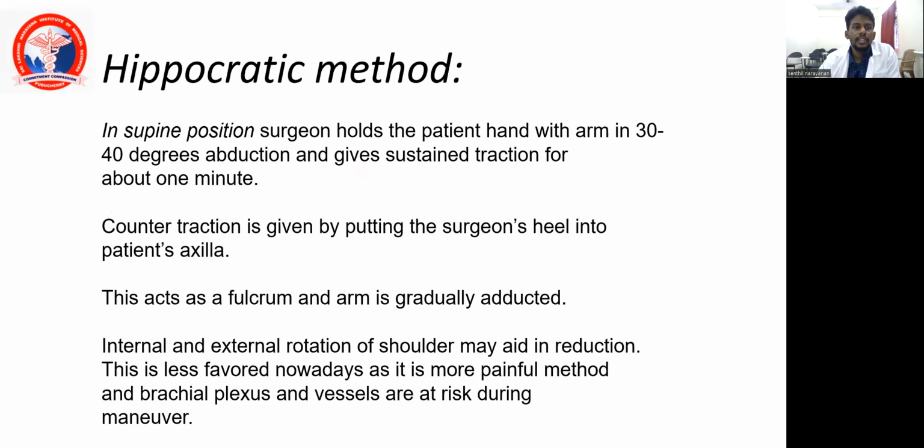Hippocratic method. In supine position, the surgeon holds the patient's hand with the arm in 30 to 40 degrees of abduction and gives sustained traction for about 1 minute. Counter traction is given by putting the surgeon's heel into the patient's axilla. This acts like a fulcrum and the arm is gradually adducted. Internal rotation and external rotation of the shoulder may aid in reduction.